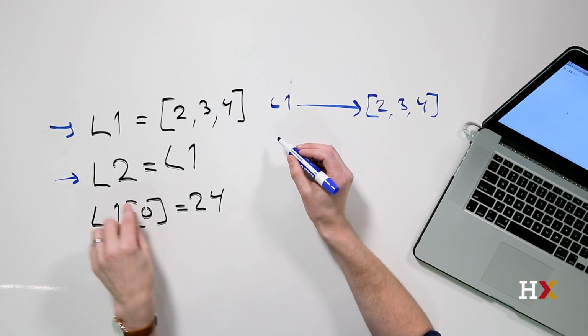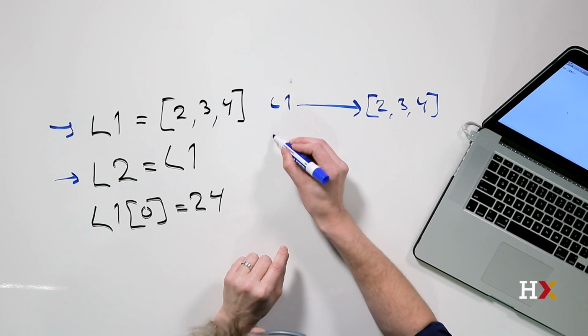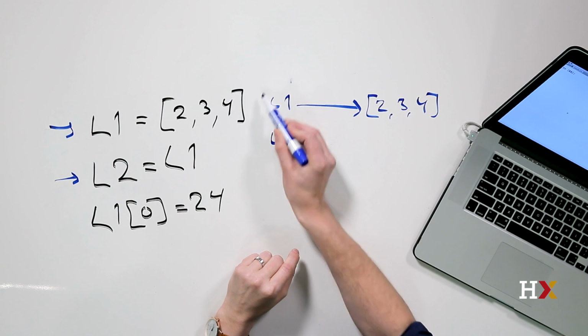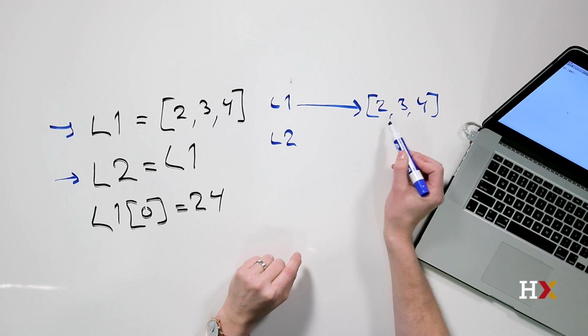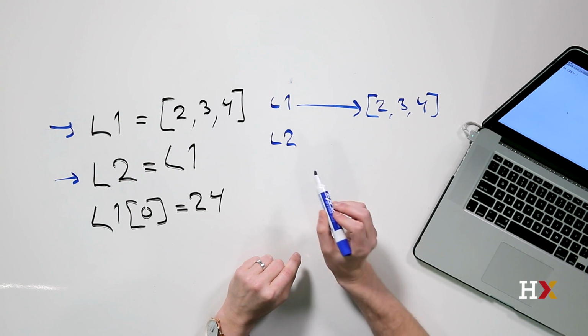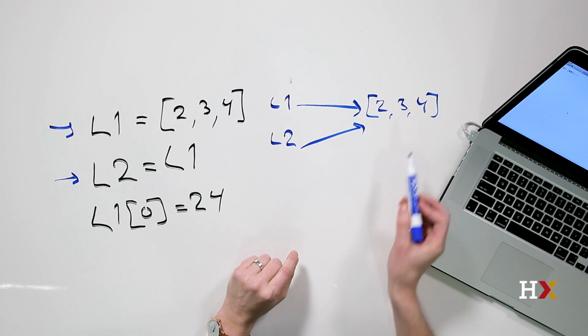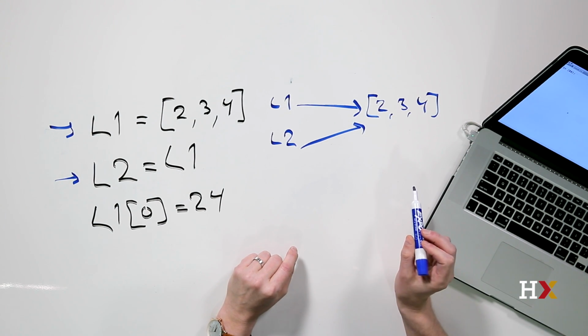The first thing is it creates the variable name L2. Because L2 cannot reference L1, which is another variable, it must reference the object that L1 references. Therefore, L2 essentially becomes a synonym for the very same object.